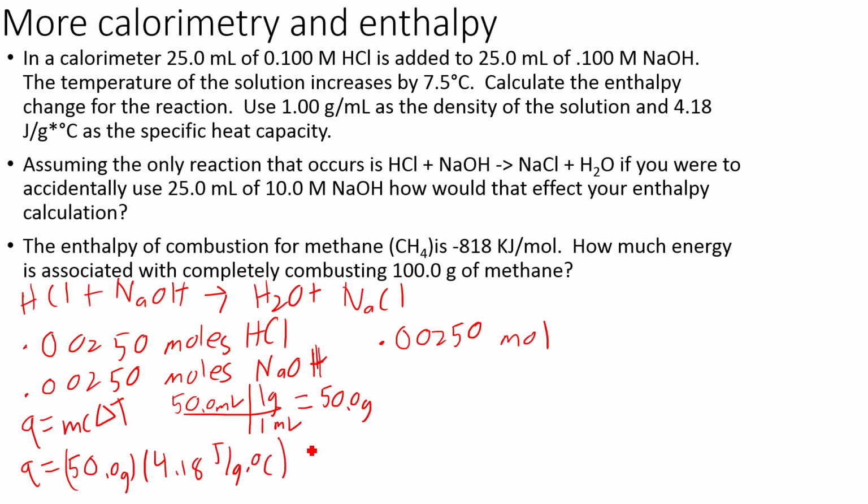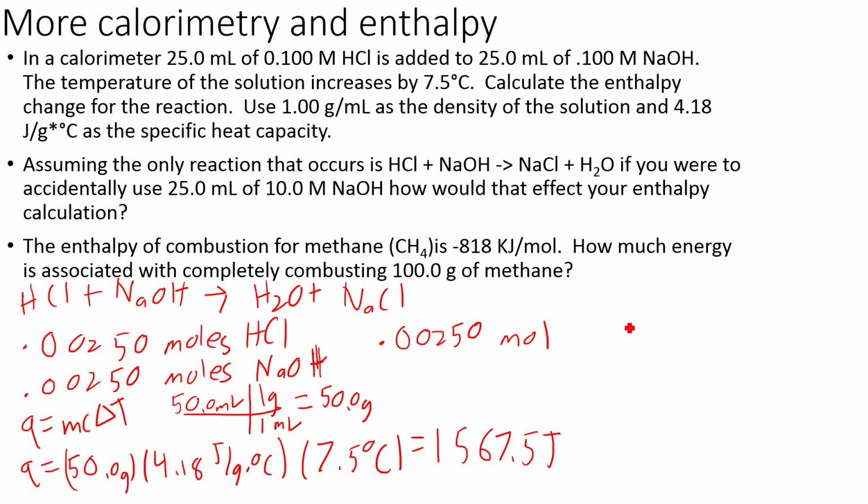And then we were told the temperature change was that it increased by 7.5 degrees. So from there, we'll now multiply these three together. 50 times 4.18 times 7.5. And from there, we get that Q is equal to 1,567.5 joules. I'm carrying a few extra sig figs right now. I'll re-round to the right number back when I get to the answer at the end.